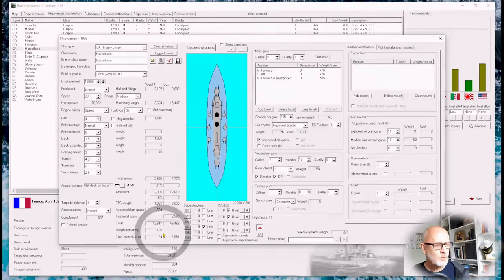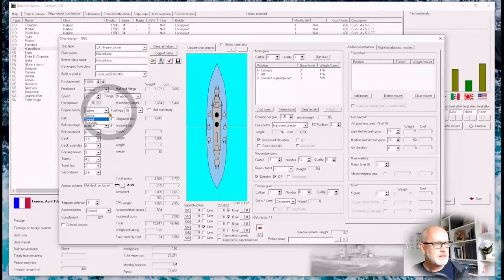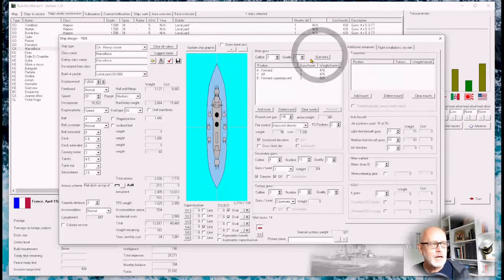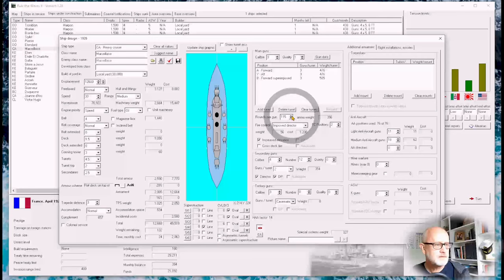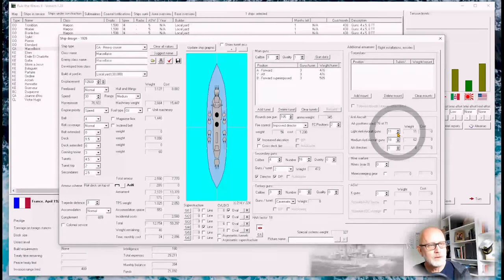I've still got weight remaining. I can't put any mines on it. That's a shame. I'm going to take the engine priority from speed to normal. That had slightly too big an impact, so let's go back to speed. I would love to increase the deck armor, but I can't. I could increase the number of rounds by 20. I could increase the number of 4-inch guns, so I'd have to lower this.